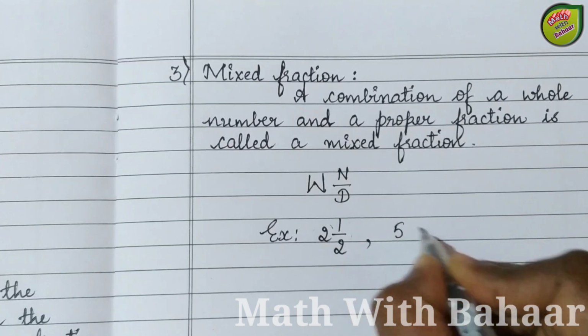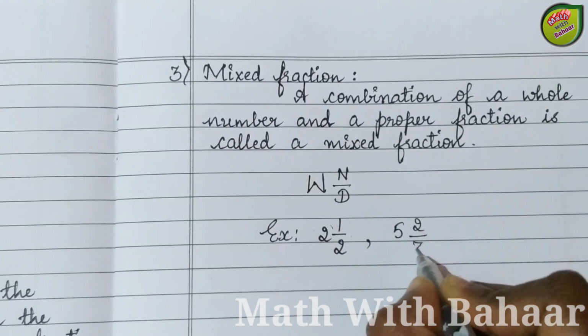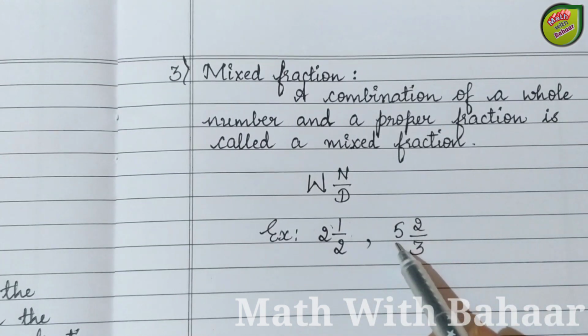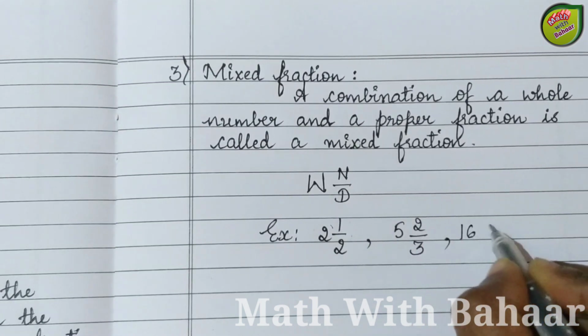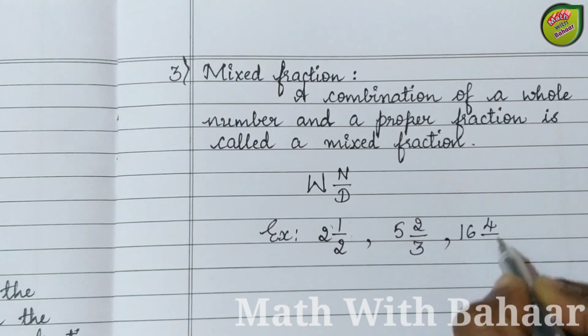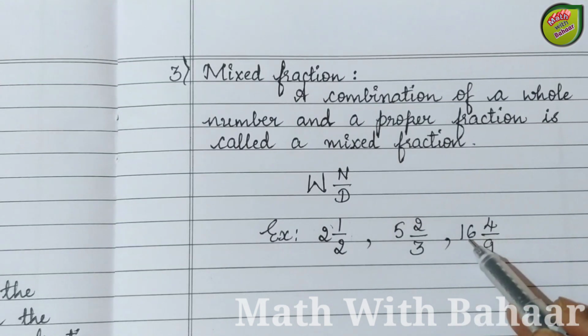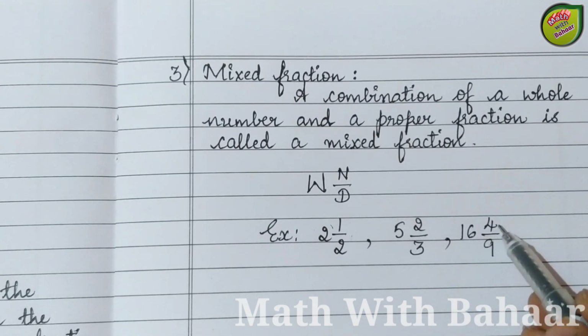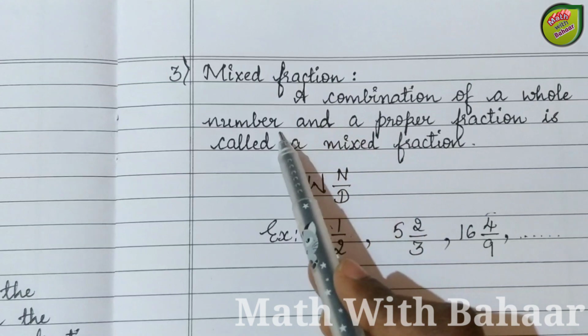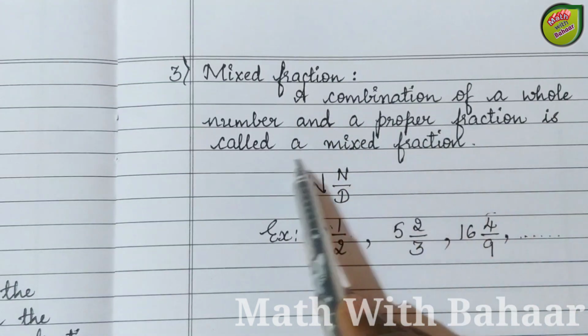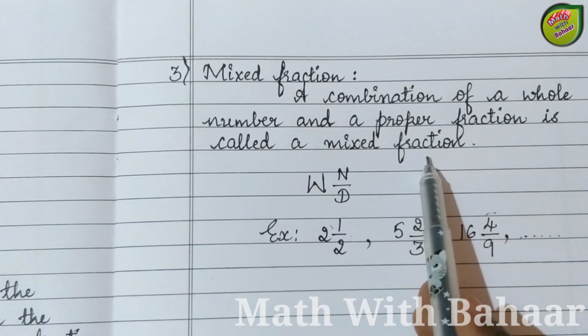Here let us take one more example, 5 and 2 by 3. Again 5 is a whole number. Then we have a proper fraction, which is 2 by 3. So a combination of a whole number and a proper fraction again is a mixed fraction. The next example is 16 and 4 by 9. 16 is a whole number along with 4 by 9, which is a proper fraction. Therefore, a combination of a whole number and a proper fraction is called a mixed fraction.